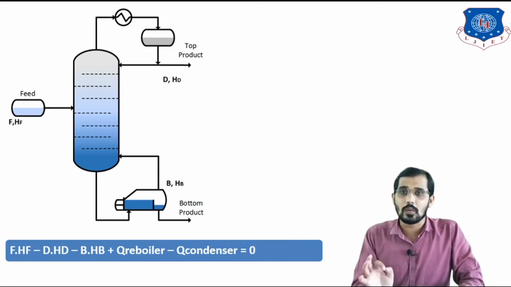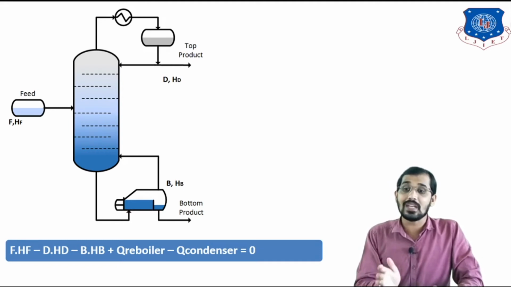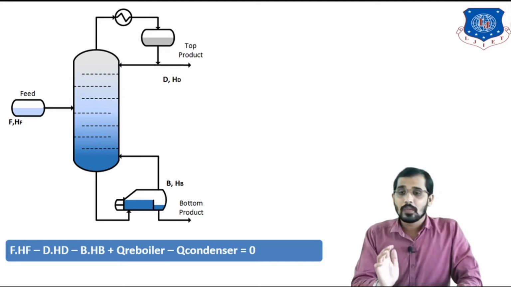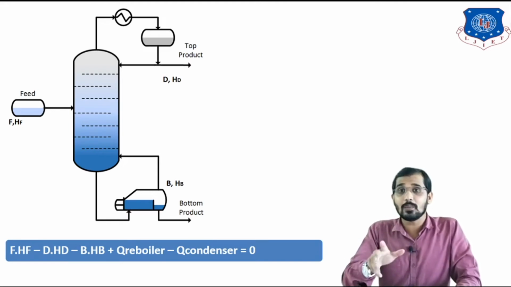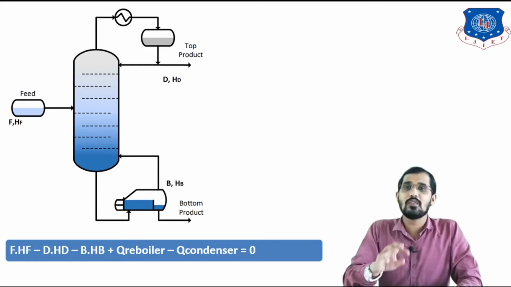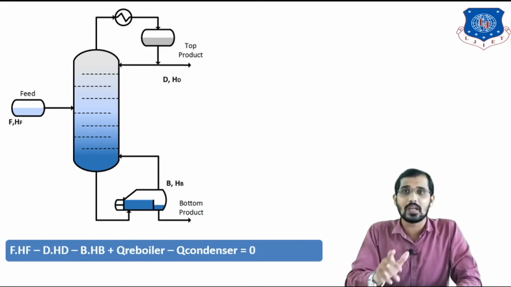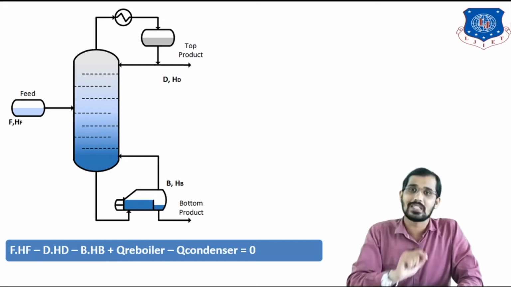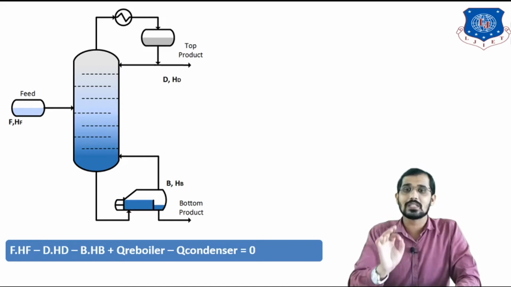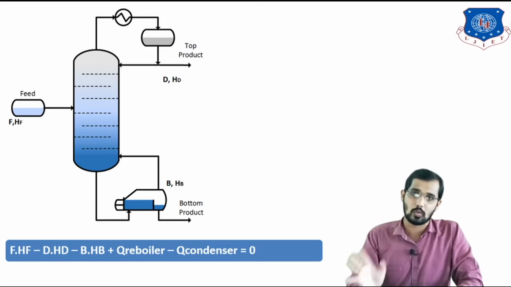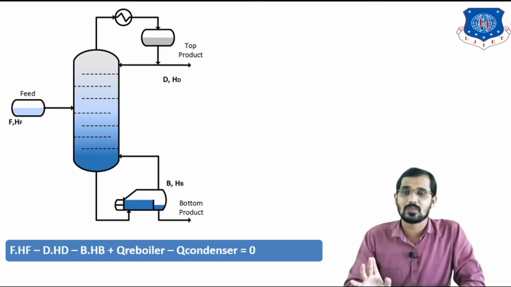So F into HF minus D into HD minus B into HB plus Q reboiler, means we are providing heat by using the reboiler and we are removing heat by using the condenser. That's why we are adding heat from the reboiler and removing heat from the condenser. So FHF minus DHD minus BHB plus Q reboiler minus Q condenser is equal to 0. So this is the material balance for this figure.